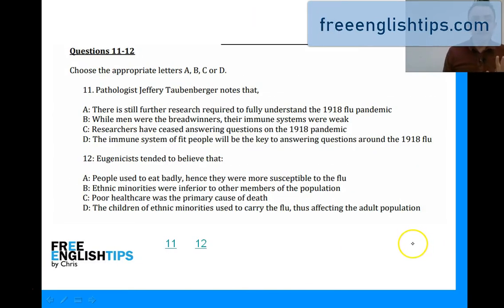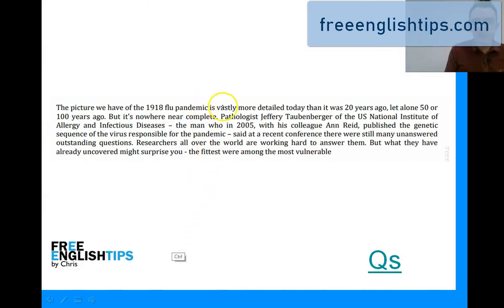11 is a multiple choice question, and the first question relates to Jeffrey Taubenberger. You'd have to find his name in the text. All right? So what does Jeffrey Taubenberger say? Well, actually he says that there is still further research required. Okay, that's right at the beginning of the text. If I show you that, Jeffrey Taubenberger right here says that there are still many unanswered outstanding questions. There's your answer.